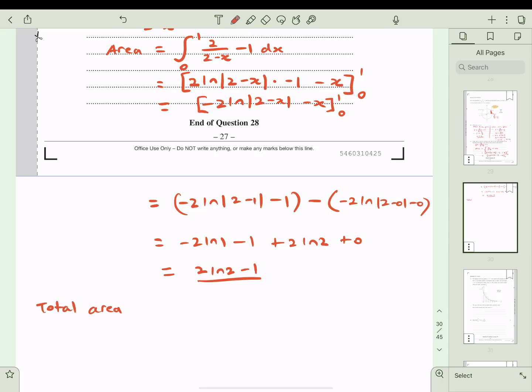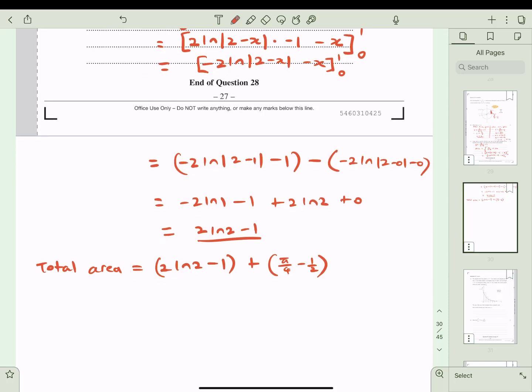So total area is therefore going to be, as we said before, area underneath my curve, so 2 ln 2 minus 1, plus our pi on 4 minus half, which we found out in part A. Okay? And don't forget the unit squared, and that's going to equal 2 ln 2 plus pi on 4 minus 3 on 2 units squared, and that's it. Okay, so we leave our answer as an exact area as the question wanted us to.